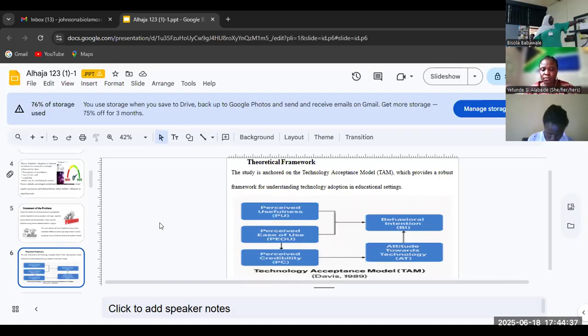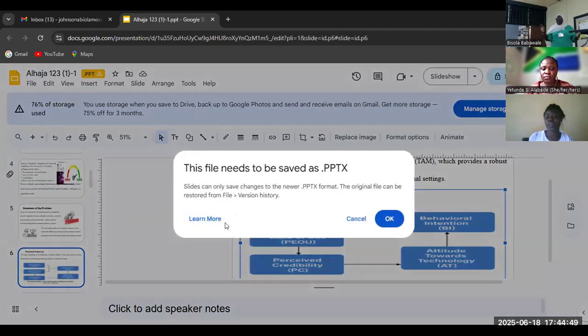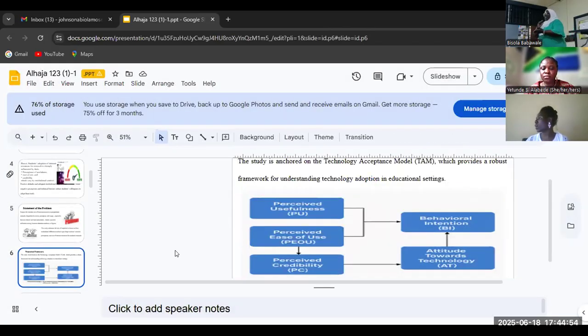So I said the theoretical framework, which was perceived usefulness (PU), perceived ease of use, perceived credibility, behavioral intention, and attitude towards use, all these are under TAM. TAM was provided by Davis in 1989.